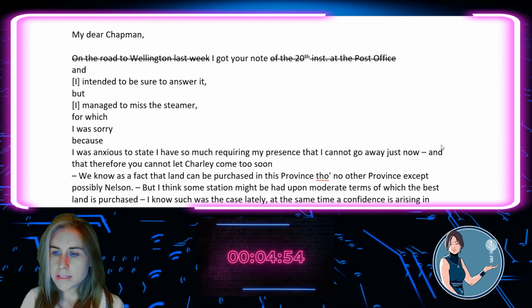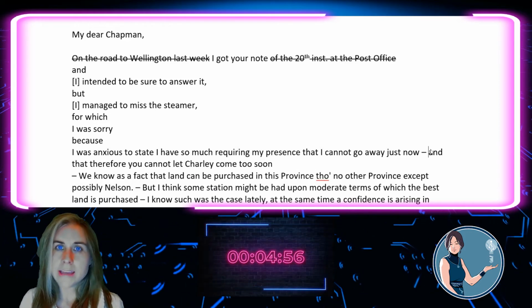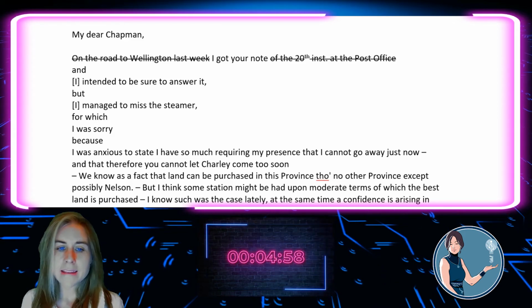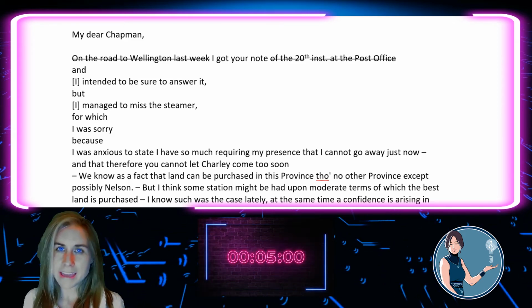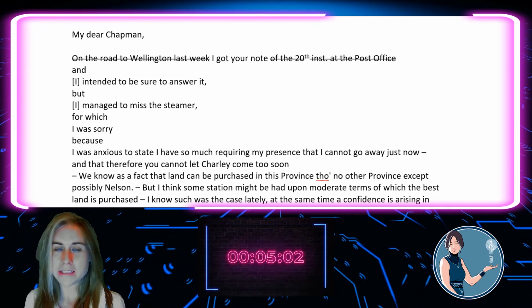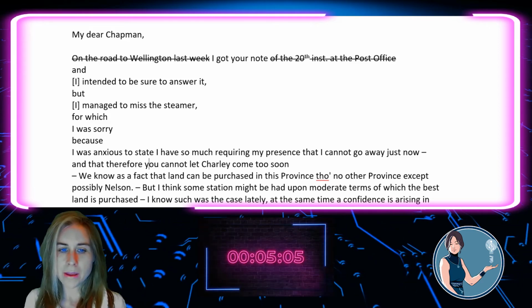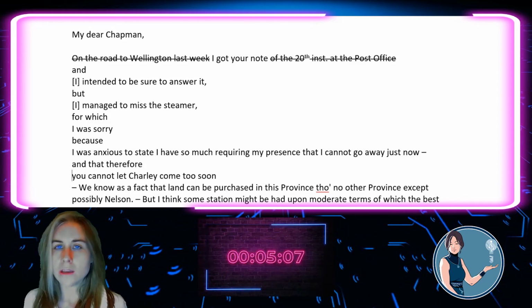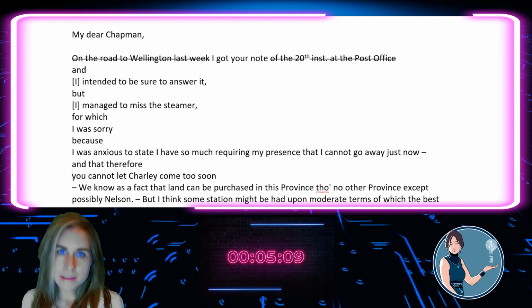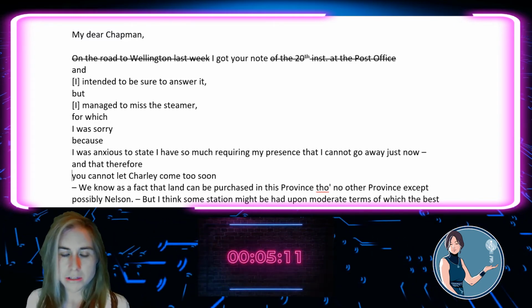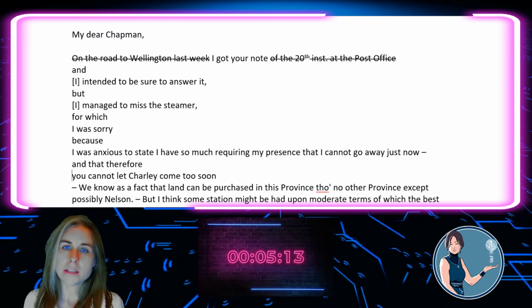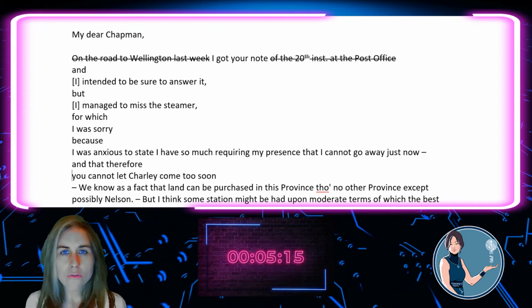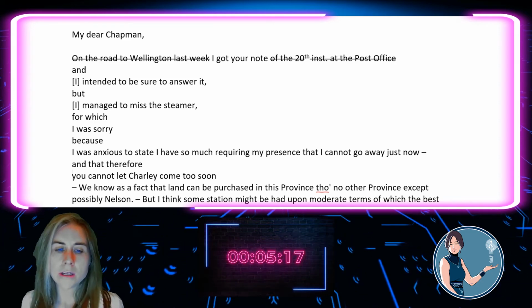When we get to this "and," we know we're starting yet another clause. And that therefore kind of indicates that it's a new clause. This is a dependent clause indicator. "You cannot let Charlie come too soon." Now this is going to take a moment to actually parse. "You" is the subject. That's pretty easy. The verb is a little bit more difficult.